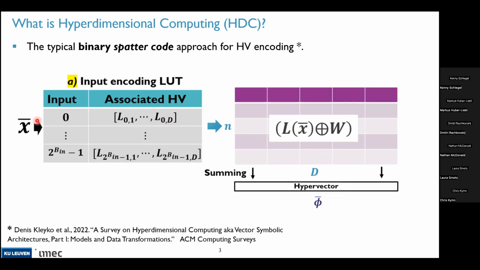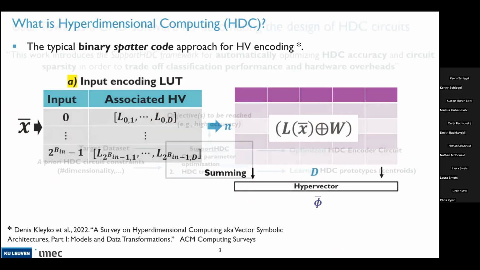By doing so, you are mapping this vector into an n by d matrix representation, where n is the number of features in your vector and d the dimensionality of the hyperspace. Then summing is done. Before summing, you can do element-wise XORing with a random weight matrix as well, and then sum along the feature dimension to get the hypervector. This would be a typical way of doing this HDC encoding.